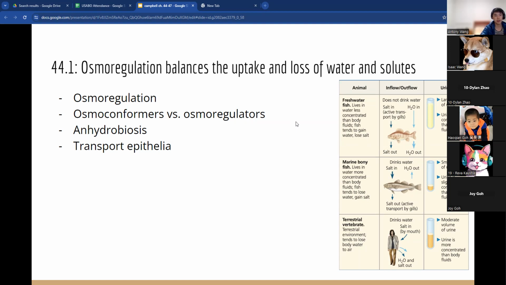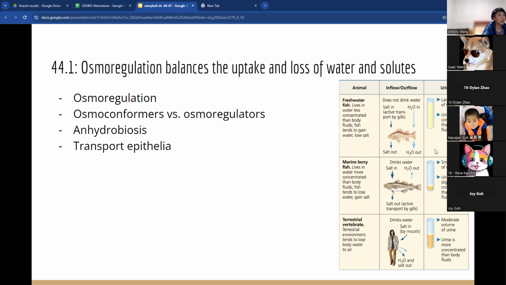Now, an osmoconformer takes up the concentration of the environment, and what that means is, imagine a fish in water. An osmoconforming fish will have the same interstitial fluid concentration of sodium as the water around it. It's like an animal that doesn't control its body temperature. Osmoregulators, well, they regulate their osmolarity. They control their solute levels regardless of the environment, right?